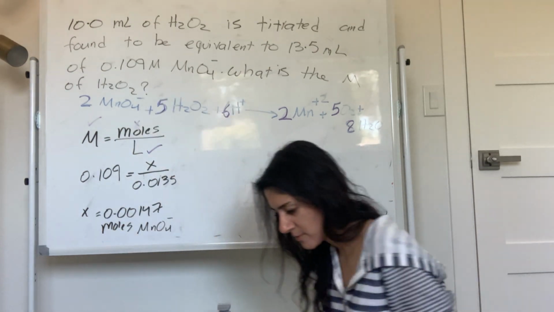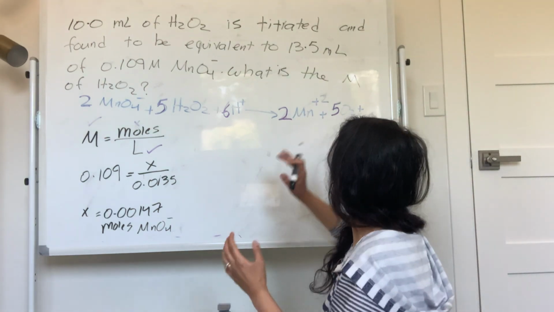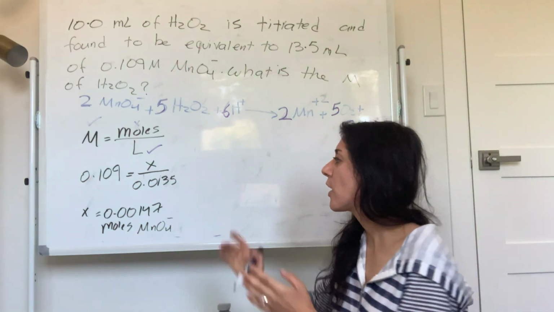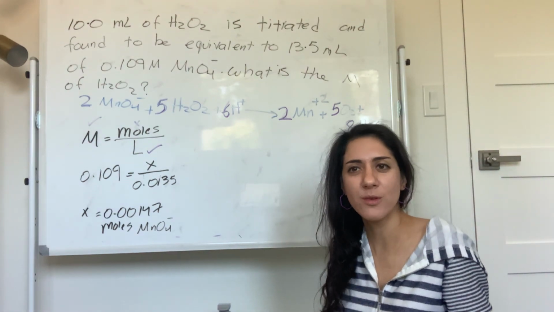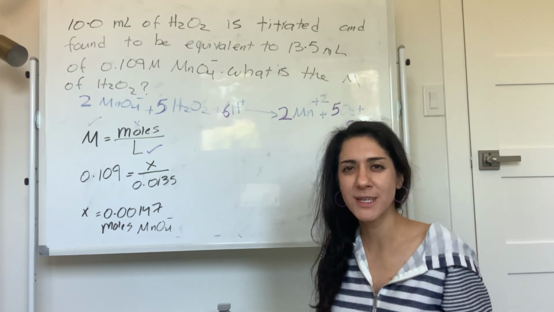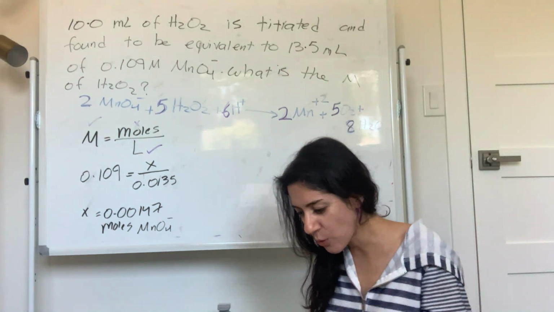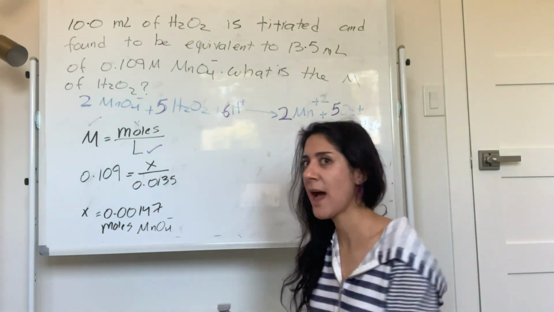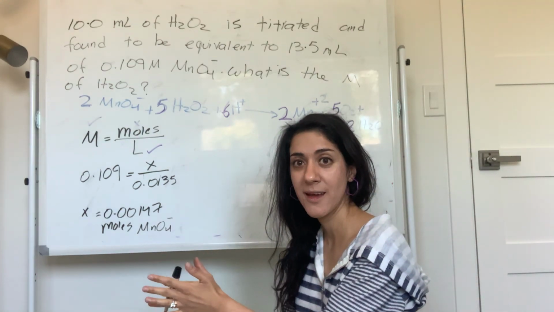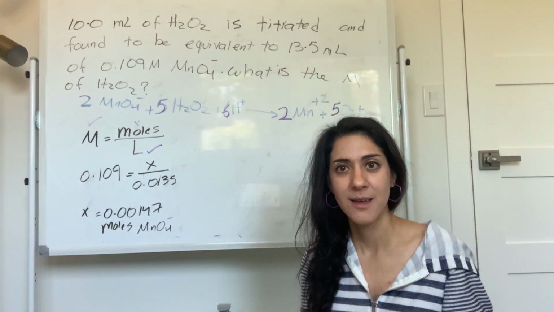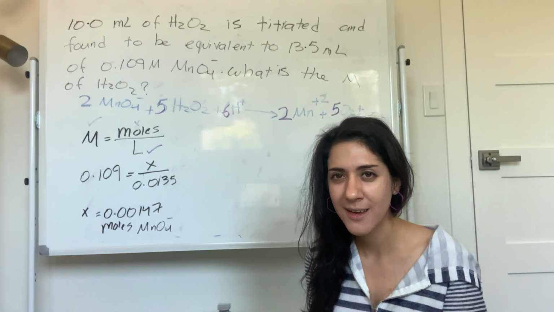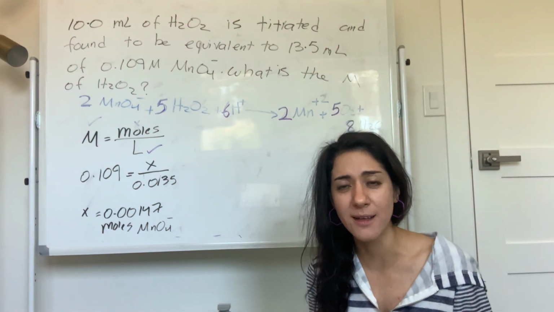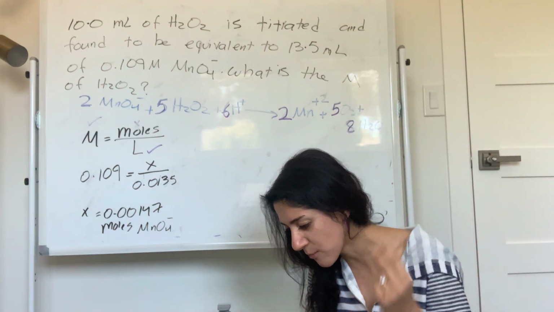MnO4 minus. Are you guys okay right now? Okay. So I knew that for MnO4 minus, I had the concentration and I had the volume, so I could figure out the moles. I got the moles of MnO4 minus. But the question does not ask you for MnO4 minus. What does the question ask you for? The question asks you for hydrogen peroxide. Every time the question gives you one thing, but they ask for something else, what you have to use is hashtag mole ratio. We did this in Chem 1A, you have to use hashtag mole ratio.